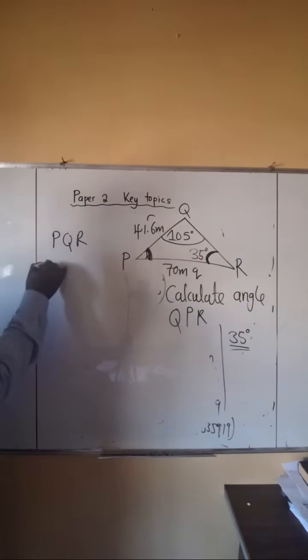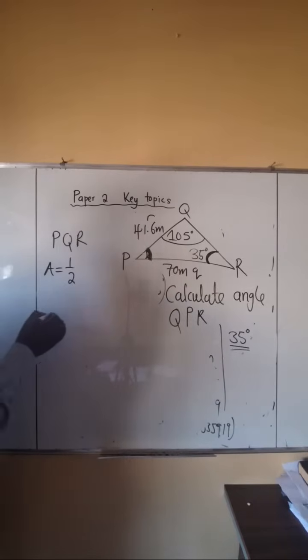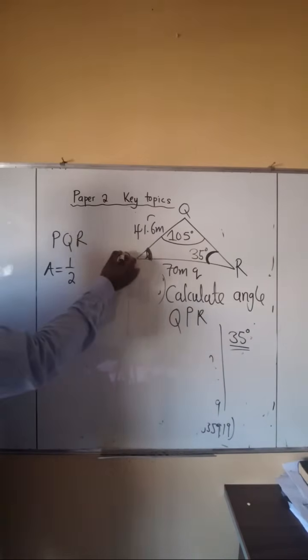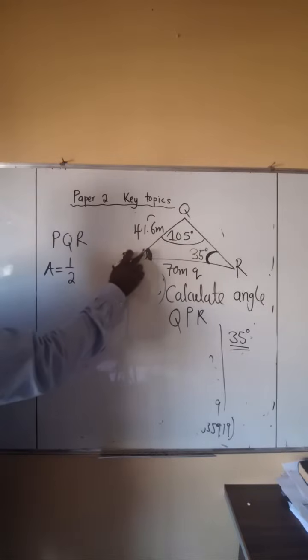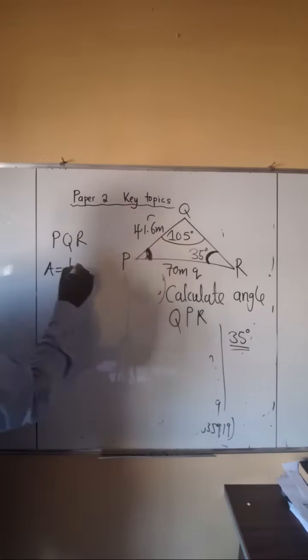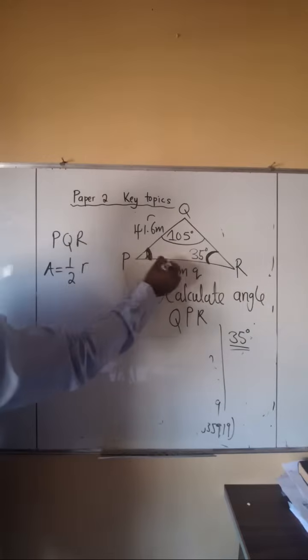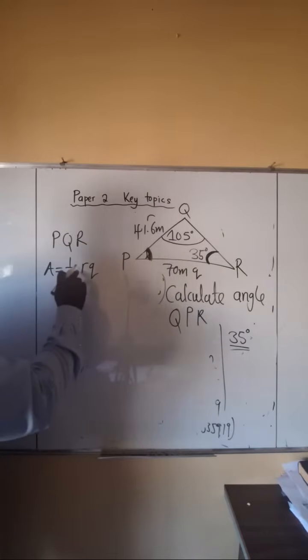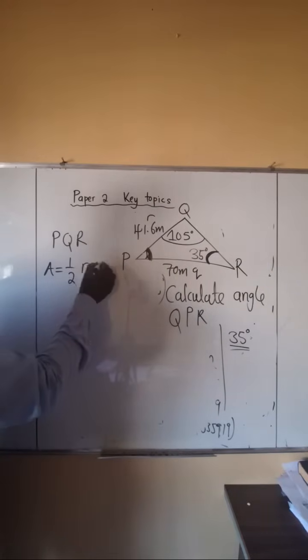So I'll say area is equal to 1/2, then get the sides which are forming this angle. What side is this? It's small letter r. What about the side here? It's small letter q. So r times q, and then sine capital P. You see the way it is?